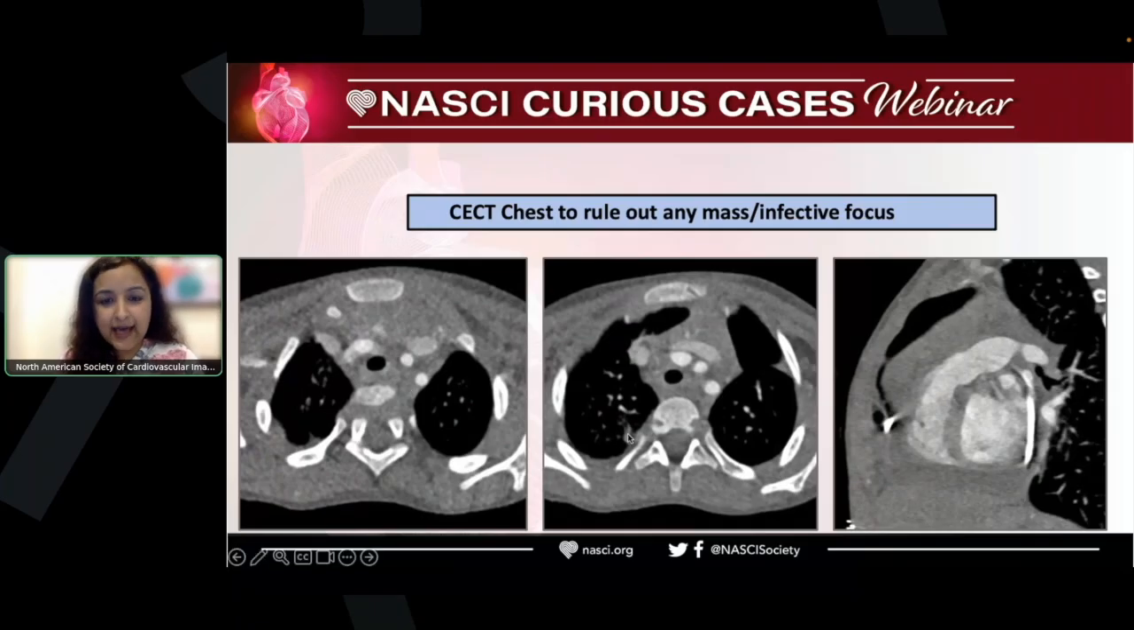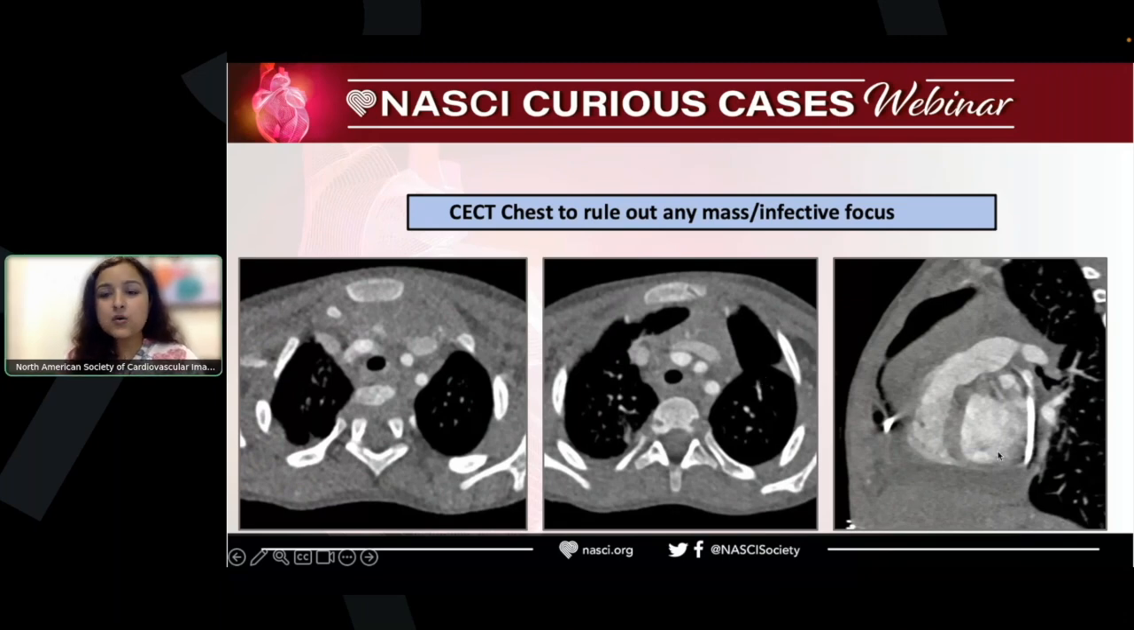And then there were some fibrotic strands. There wasn't any active infection in the chest. There wasn't any consolidation, but some prior infection might have happened. There were some infective strands that were seen across the chest.